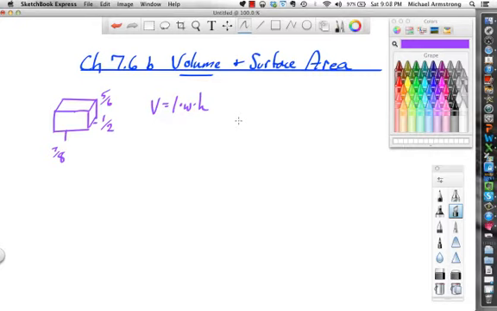And I'm looking real quick at the book to make sure that I'm doing it the same way that they are. And it looks like it. Length times width times height, exactly the same way. And we just have to jump in and go. So volume here equals 7/8 times 1/2 times 5/6. You just simply work through and multiply.